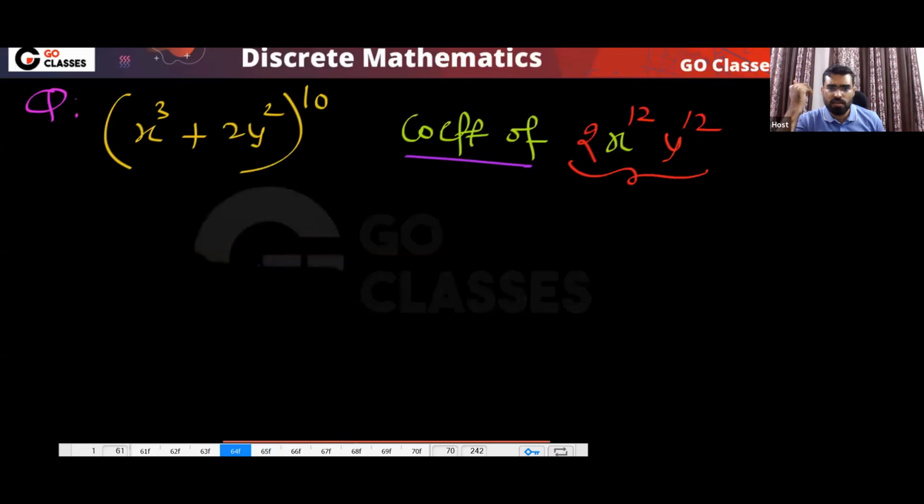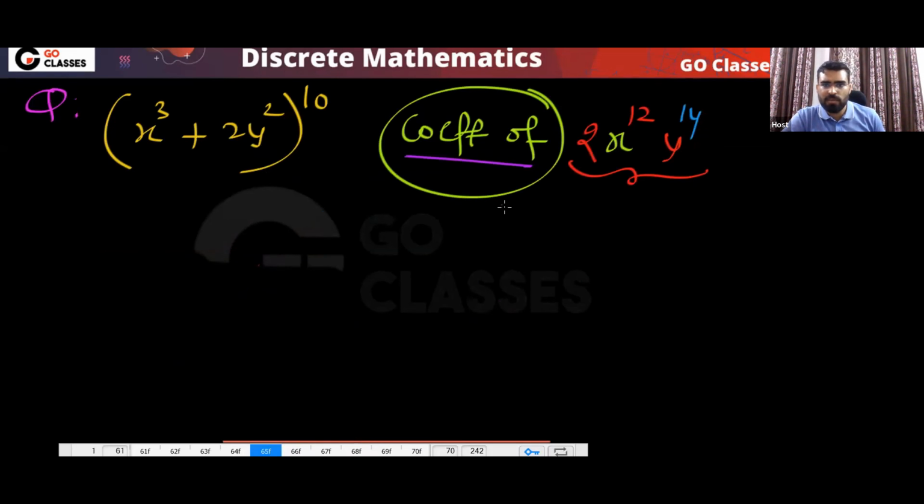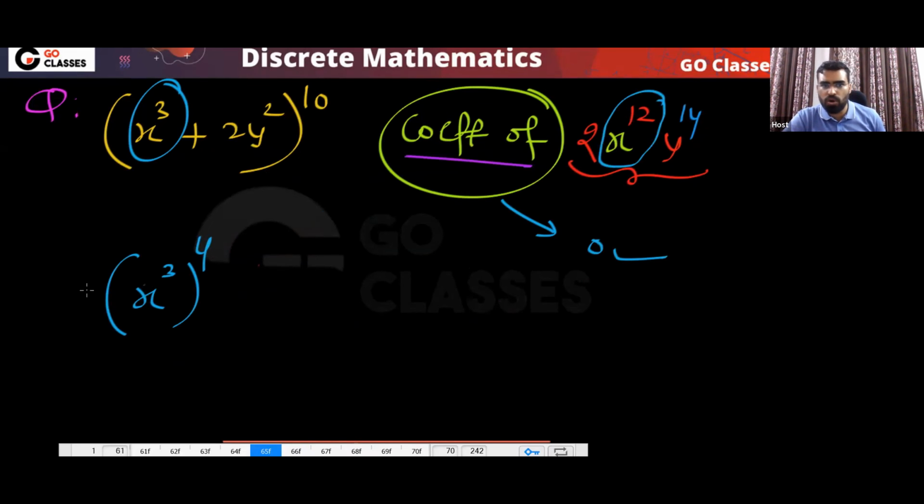In the same question, let me change. If I do y power 14, now what will the coefficient be? Here the answer will be 0, because see, what you want is x power 12. So this term you want total 4 times, because you want x power 12. Then automatically, this will come 6 times.